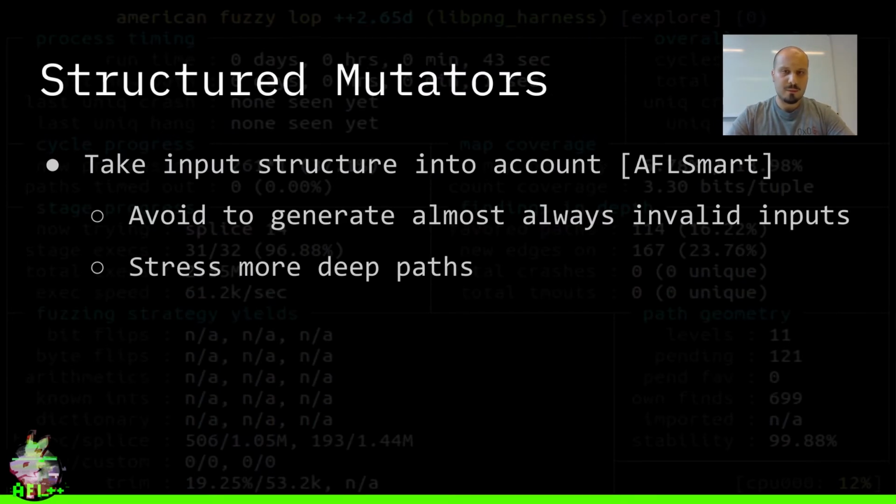Other works try to improve the mutation strategy of AFL, like AFLSmart that introduces a mutator that is based on the virtual structure of the input file format, which adds the capabilities of a structured fuzzer to AFL. This is done to avoid the fuzzer generating an invalid input almost every time, and to stress deep paths that are behind the parsing stage of a program.